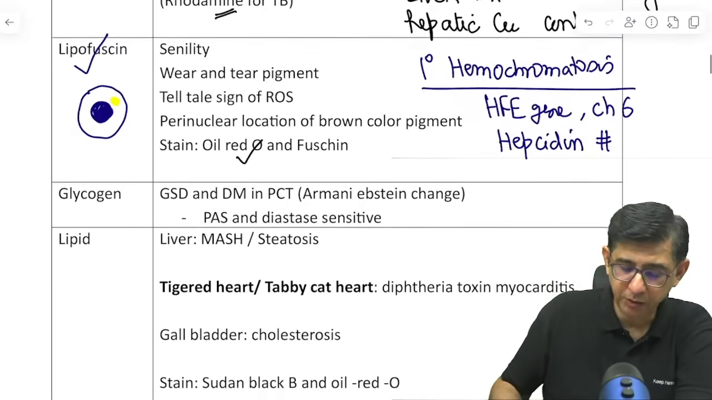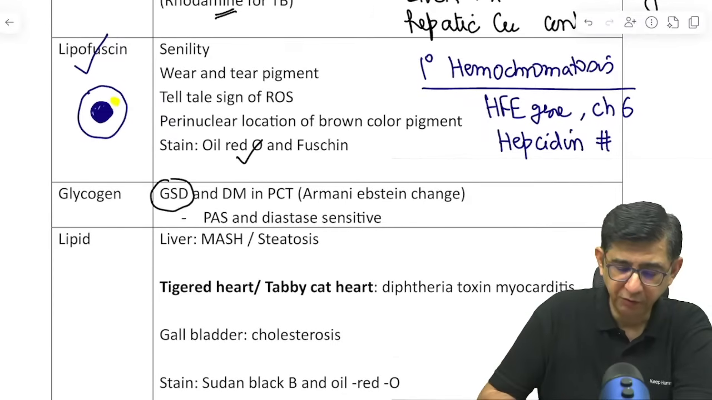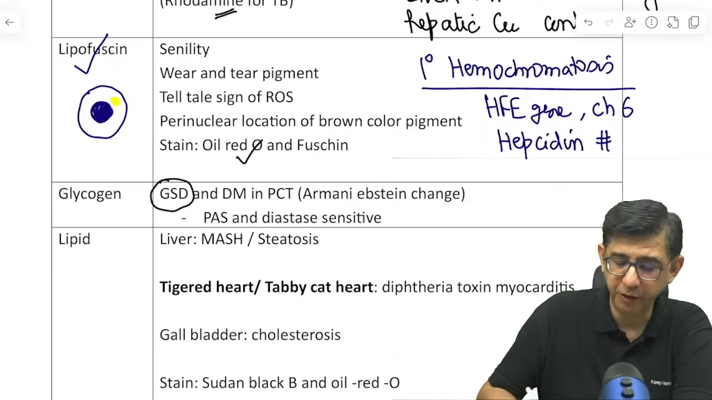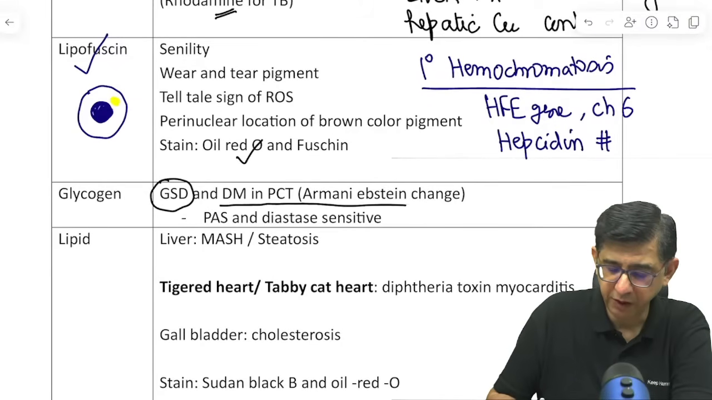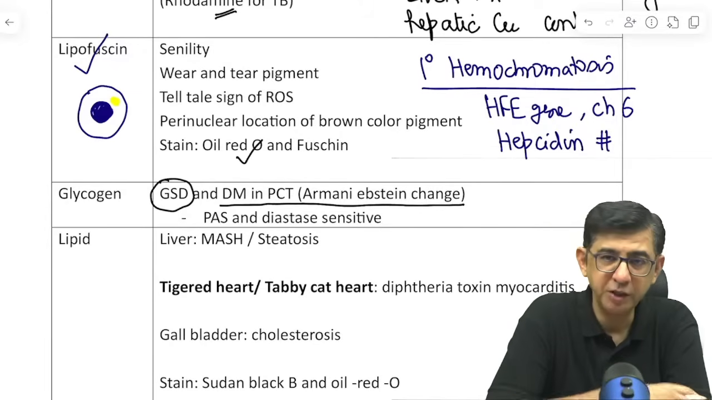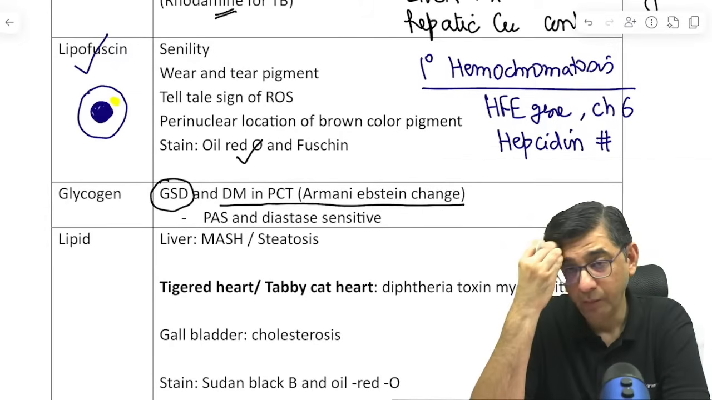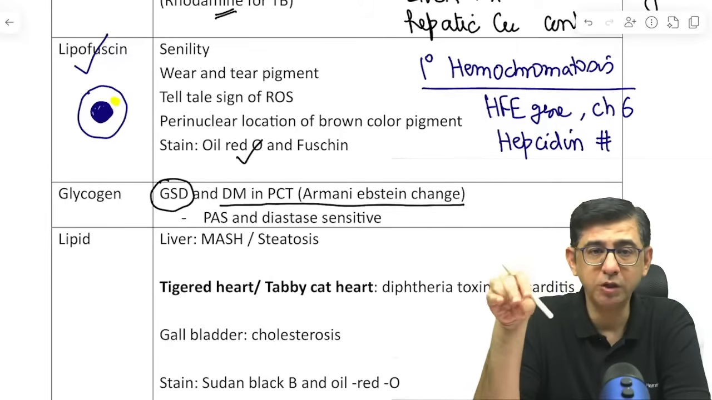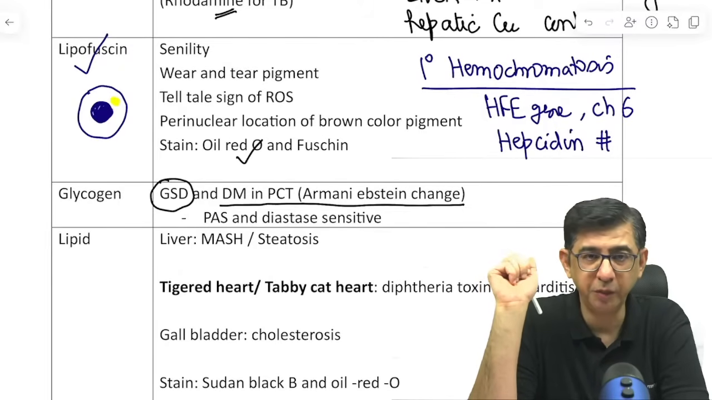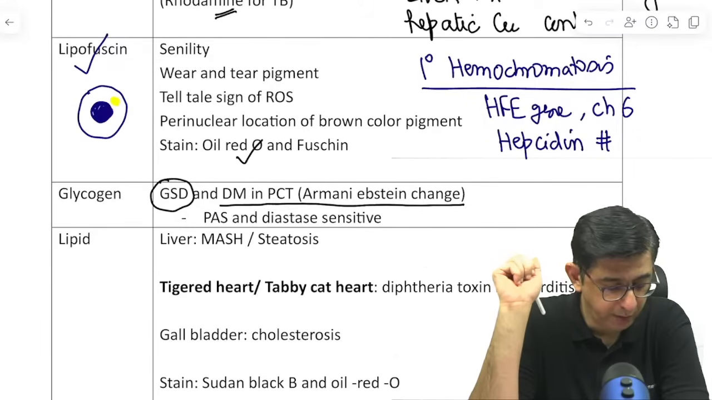Then would be glycogen. Glycogen would be answered, one for glycogen storage disorders and second for diabetes mellitus and proximal convoluted tubule. That change was asked even in the INI-CET exam. It is called Armanni-Ebstein change. Normally in diabetes there is damage in the glomerulus, but here the change that comes would be in the proximal tubule of the patient, that is glycogen deposition in the cells of the proximal tubule, that is called Armanni-Ebstein change.